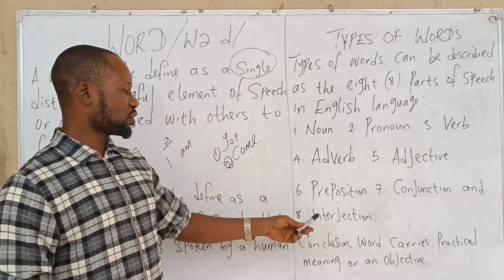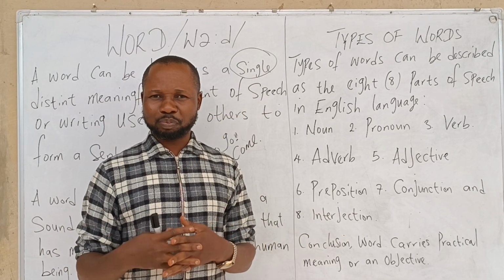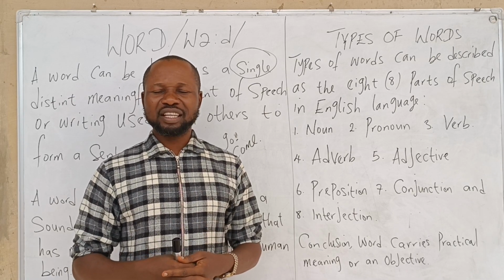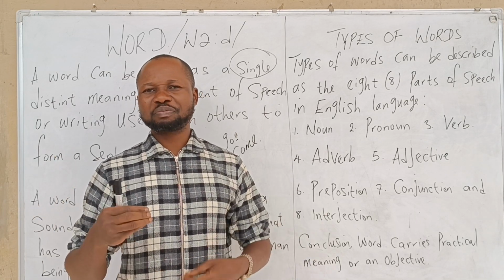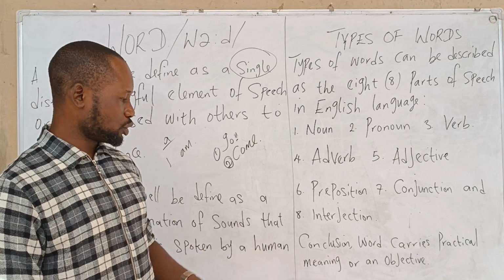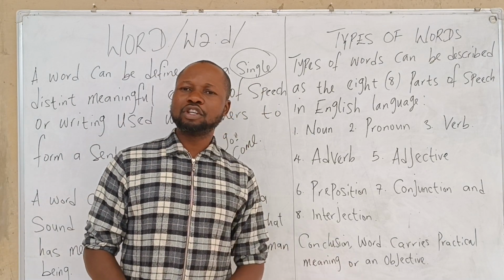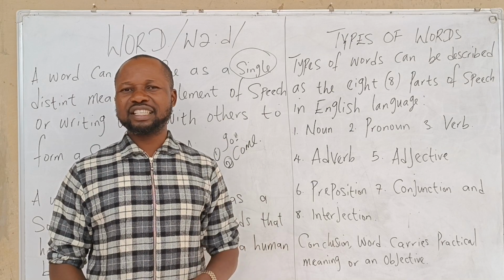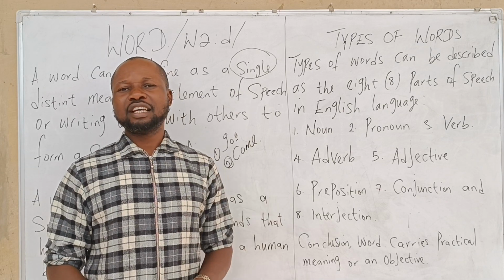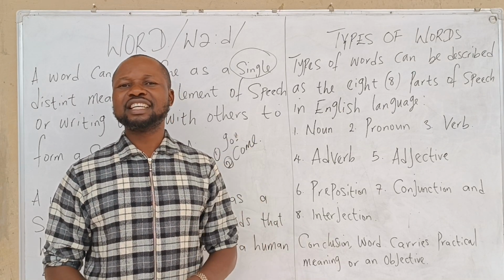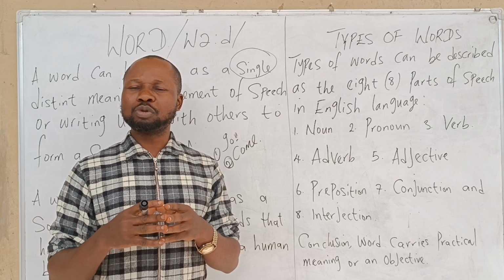So lastly is what? Interjection. Interjection is also a word. What do we use interjection for? In parts of speech, we use it to show what? Emotion. Example, when we say, ouch, hooray, hi. So those things are what? Interjection. So lastly, in conclusion, I say, word carries practical meaning or an objective. So anything called a word in any linguistics, simply means in any language, it must have what? Meaning. If a word does not have meaning, therefore it does not qualify to be called a word.